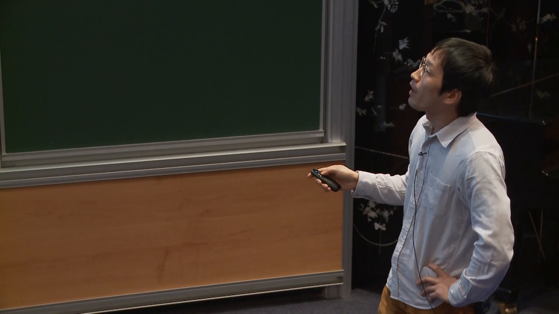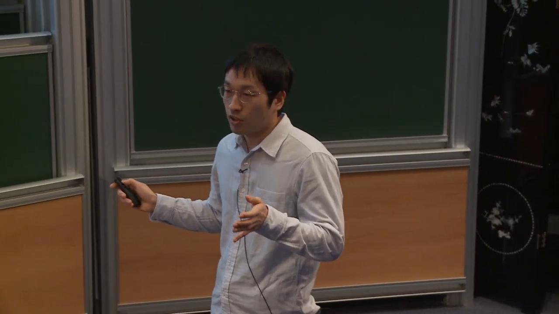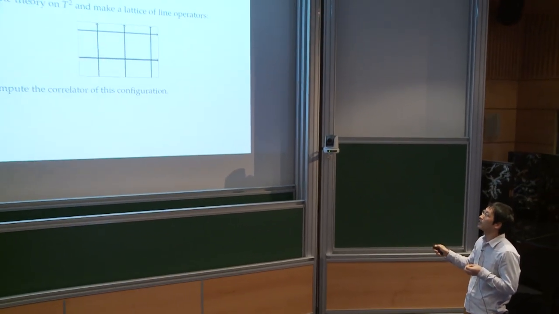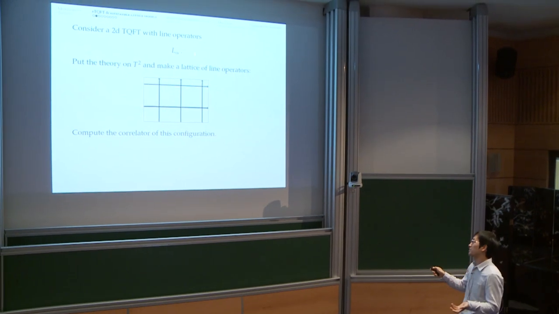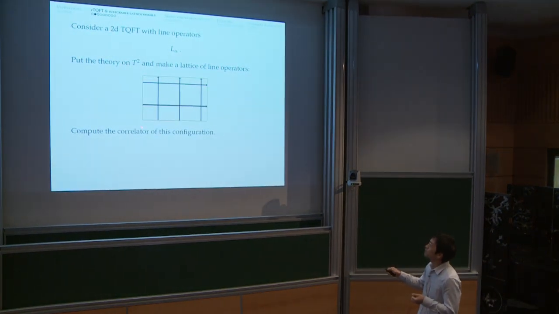Okay. So consider a two-dimensional TQFT, and suppose it has line operators L alpha. So alpha is just an index distinguishing different line operators. So I put the theory on a torus. So here's my torus, and take a number of line operators and wrap them around various one-cycles of the torus and make a lattice.